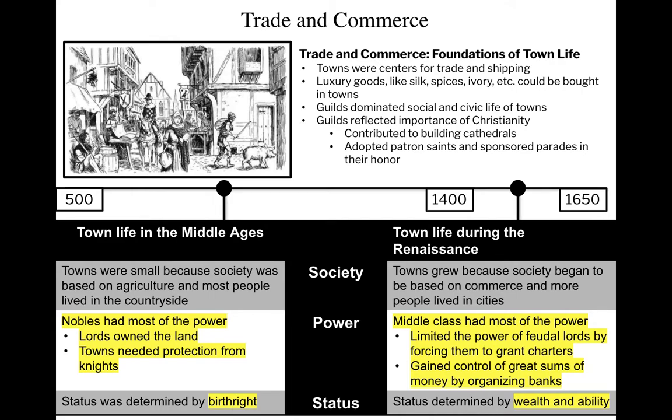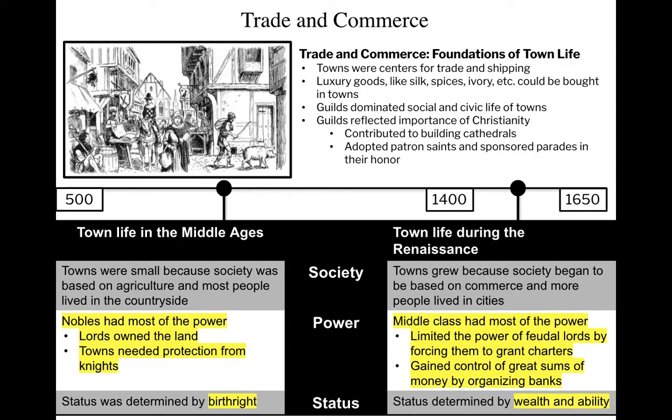So town life in the Middle Ages versus eventually during the Renaissance. Towns were small because society was based on agriculture, and most people lived in the countryside, where during the Renaissance we're going to move to a place where towns are much bigger because society is more based on commerce, and so more people as a result live in cities. As far as power goes, the nobility really had the most of the power in the Middle Ages, so the lords owned the land, and the towns needed protection from the knights that they controlled, where during the Renaissance, the middle class really gets more of the power in the towns themselves.